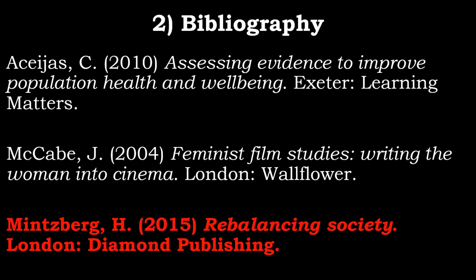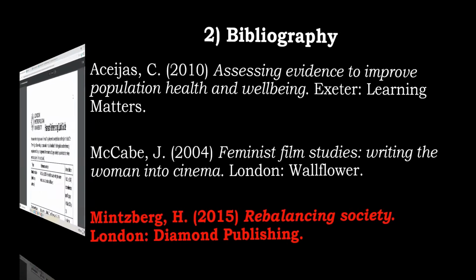The second type of referencing is the bibliography or reference list that appears at the end of your assignment. You will list the full details of your sources in alphabetical order. For example, if we use Henry Mintzberg's book, we would put his surname, his initial, the year it was published, the title of the book, where his book was published, and the publisher's name.